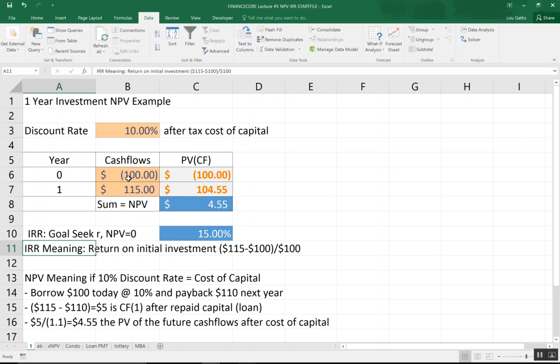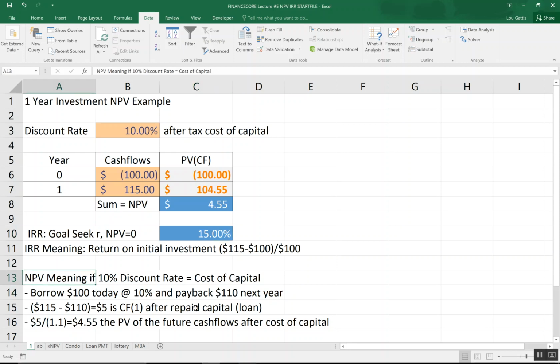Now let's talk about the meaning of the IRR. The IRR is literally the return on the initial negative cash flow. So in this case, we spend $100 today, and we get $115 next year. So 115 minus 100 over 100, that's a 15% return. That is what IRR is telling you. It's the return on the initial negative cash flow. Therefore, IRR requires that the first cash flow be negative.